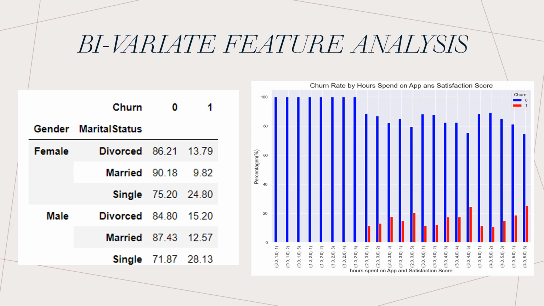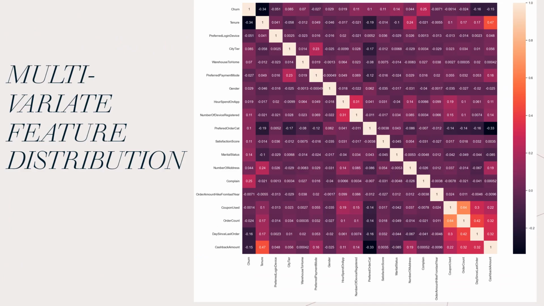But people who tend to use the application a lot, based on their satisfaction score rate, there is an increase in the churn as well. So next is the multivariate analysis.